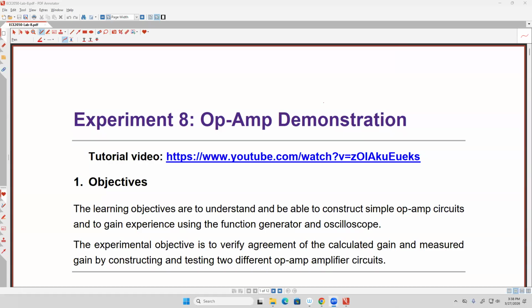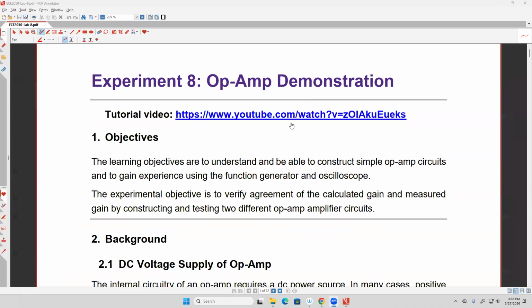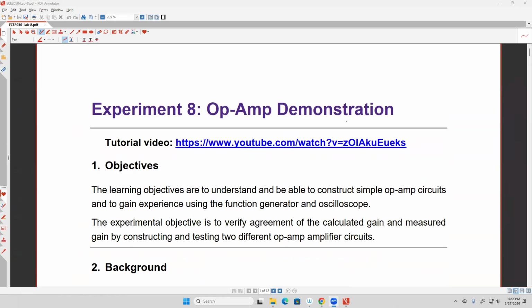Hello, everybody. I want to make a tutorial video for Lab 8. So in this lab, you are going to learn how to connect op-amp circuits to create inverting, non-inverting, and summation circuits as well.